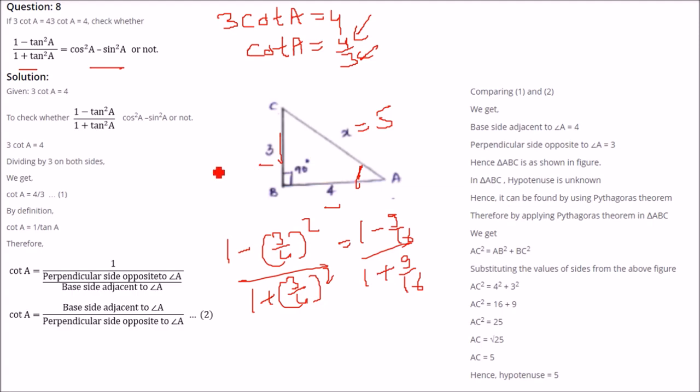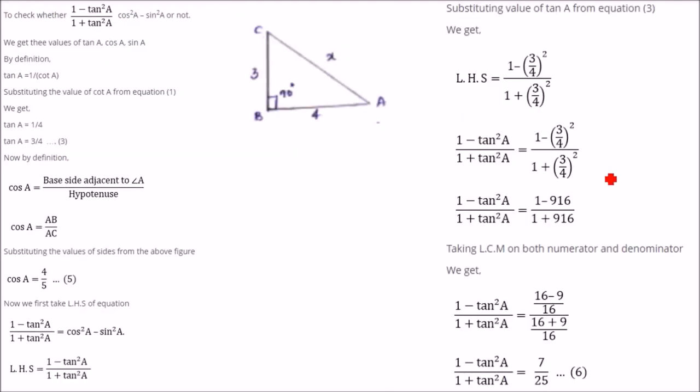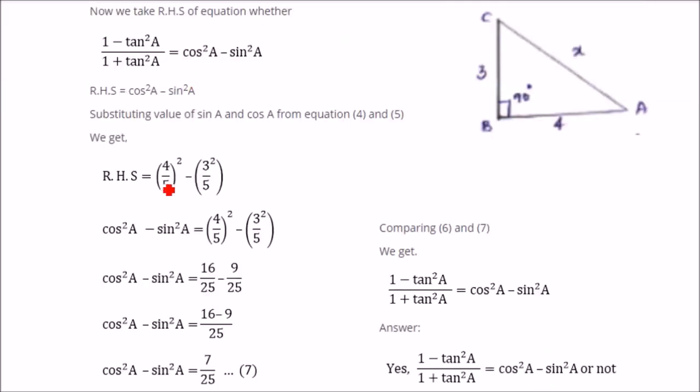We'll solve it. And then let me write cos square A minus sin square A also. Cos A is base upon hypotenuse. Base is 4, hypotenuse is 5. So 4 by 5 whole square minus sin square A, perpendicular upon hypotenuse. Perpendicular is 3, hypotenuse is 5. So 3 by 5 whole square. If you solve it, you will get 7 by 25. And when you solve 4 by 5 whole square minus 3 by 5 whole square, you will get 7 by 25. So in both the cases, you get 7 by 25. So these two are equal.